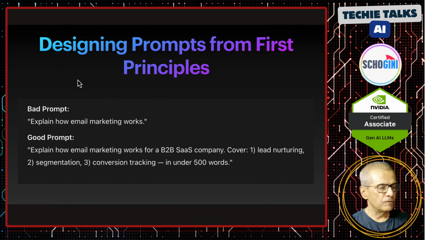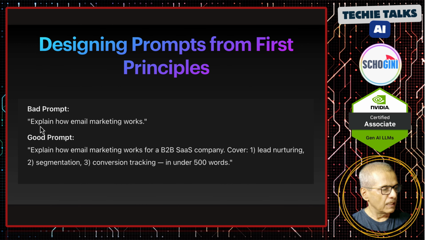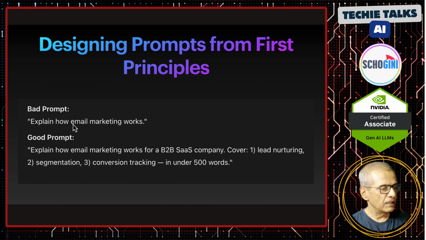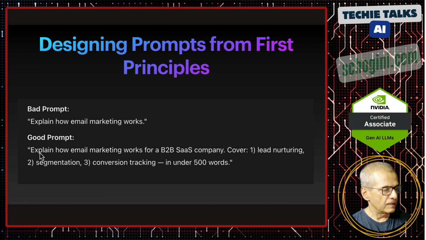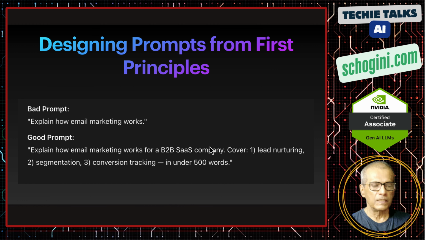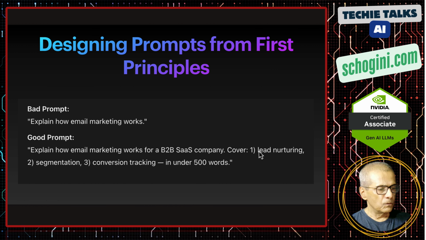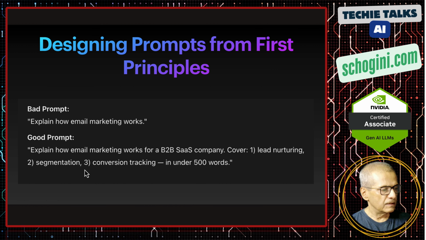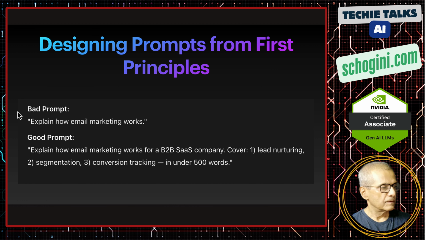Designing prompts from first principles. Bad prompt can look like this. Explain how email marketing works. Instead, we can ask, explain how email marketing works for a B2B SaaS company. Cover 1 lead nurturing, 2 segmentation, 3 conversion tracking in under 500 words.